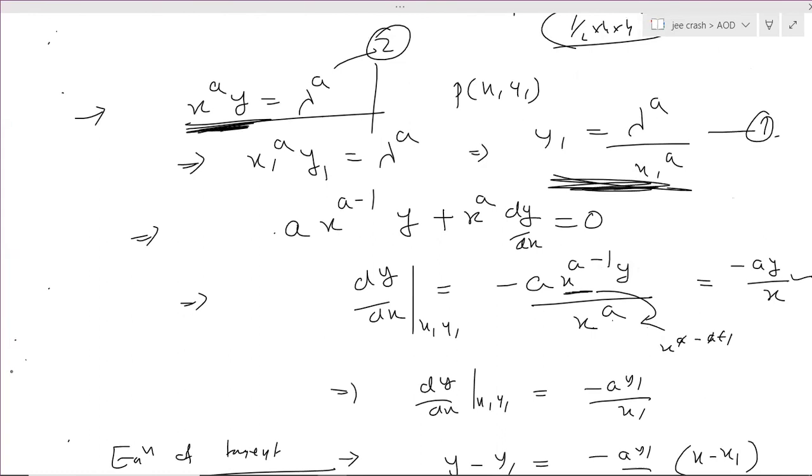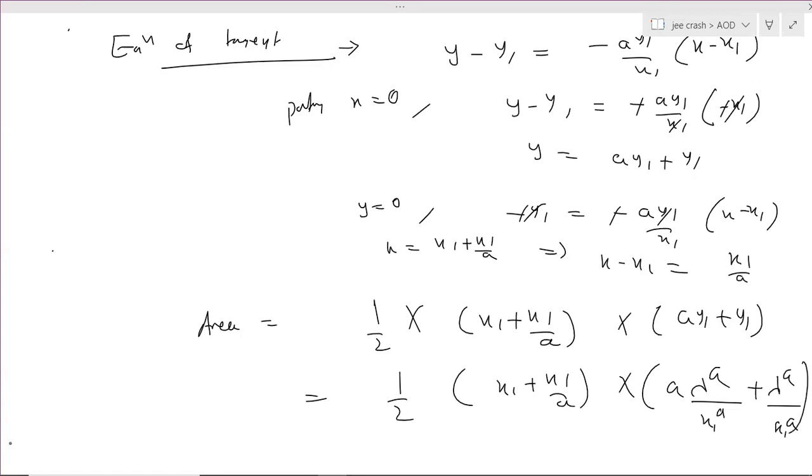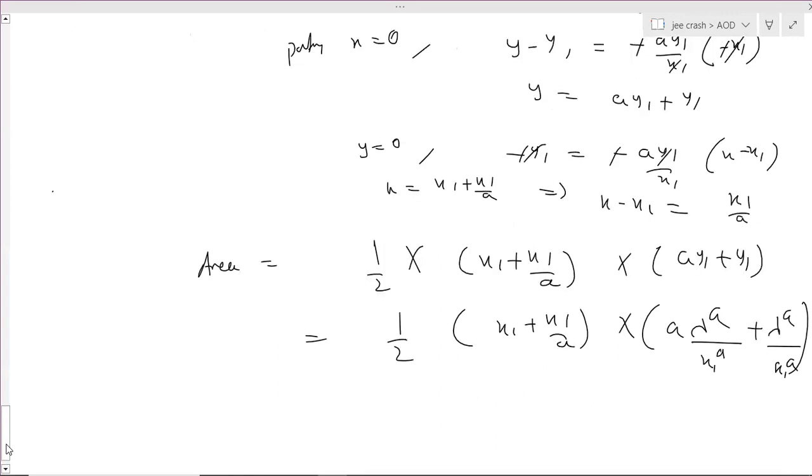Lambda to the power a upon x1 to the power a. Lambda to the power a upon x1 to the power a plus lambda to the power a upon x1 to the power a. Is it clear? Yes, sir. So now you can simplify and get the answer very easily.